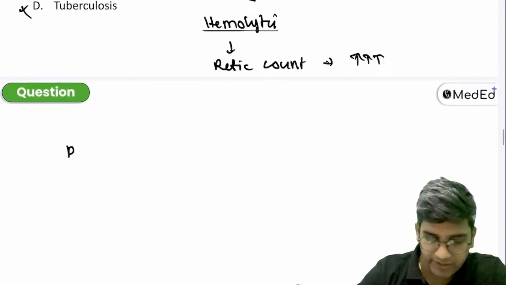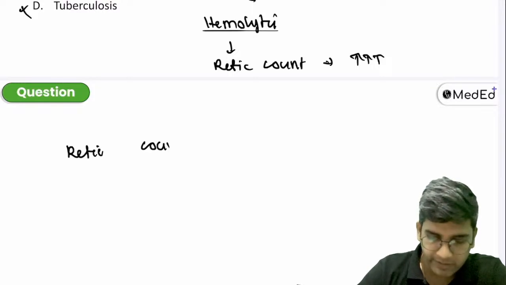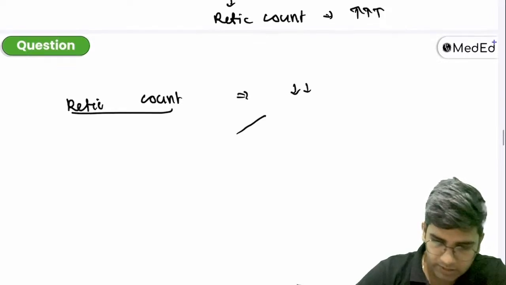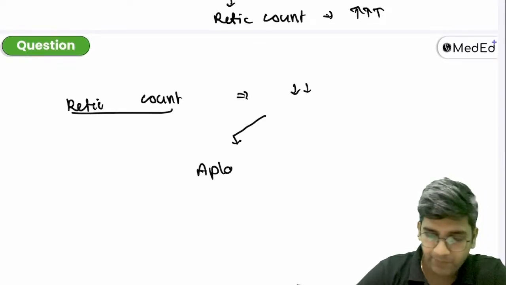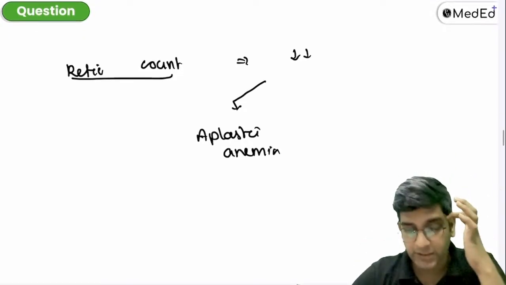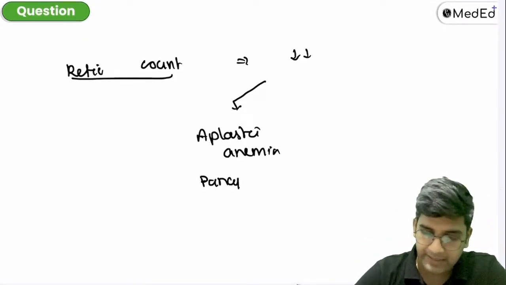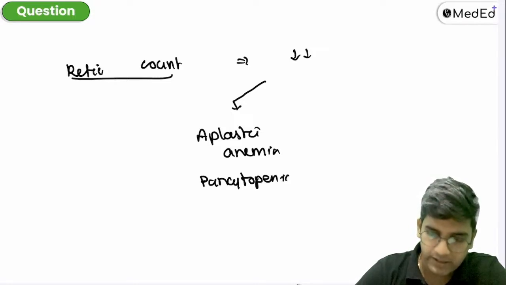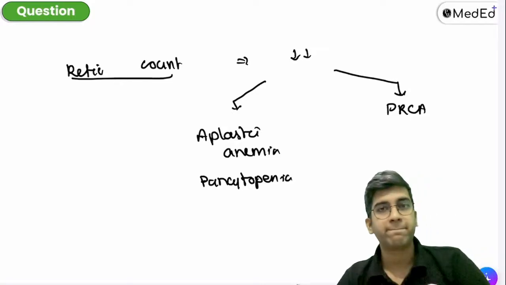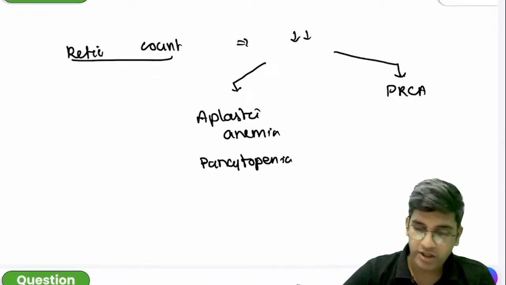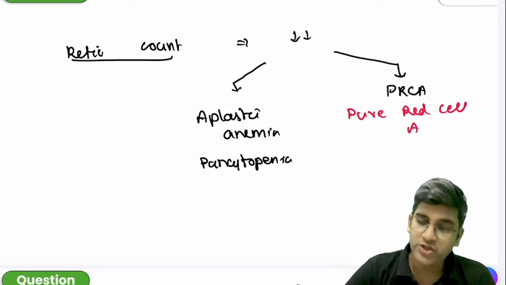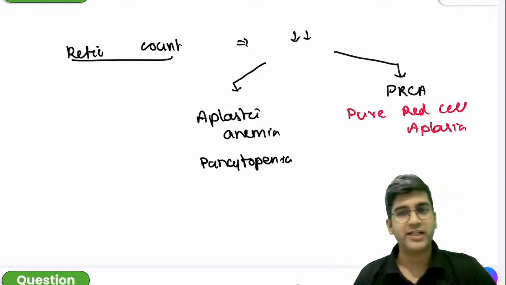When the retic count is reduced, there are two possibilities. One, it could be aplastic anemia. Is aplastic anemia only anemia or pancytopenia? It's pancytopenia, right? Remember that. It's not only anemia, it's pancytopenia. And then I have one more disease called PRCA. Have you heard of PRCA? PRCA is pure red cell aplasia. If only red blood cells alone are going away, that also will have a reduced retic count, right?